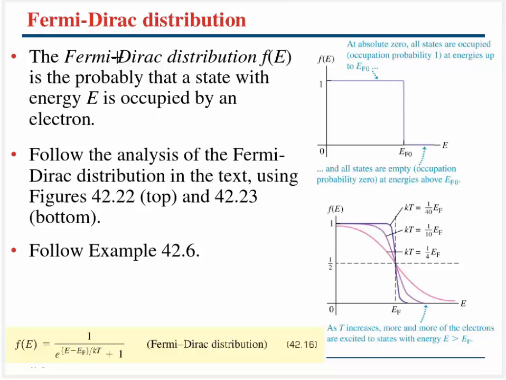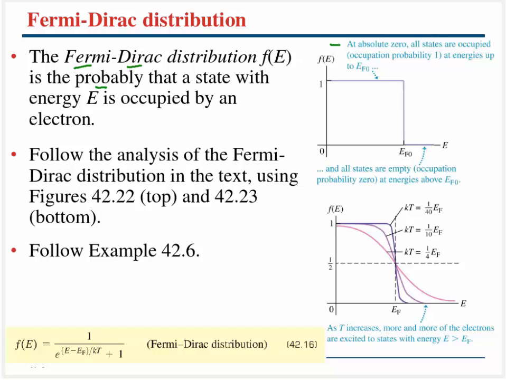Now, oftentimes in conductors, as well as semiconductors and insulators, we're interested in finding out where an electron is. And so fellows by the name of Fermi and Dirac came up with a distribution that's going to give us the probability of finding an electron in any given state. Now, this is going to depend on a couple of things. It's going to depend on temperature.